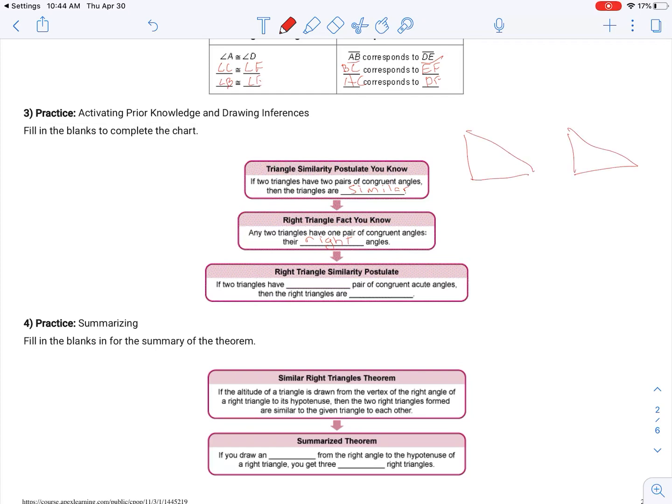So if we have two right triangles, and they have one congruent angle, so this one is equal to this one, then we would know that they are the same shape because all their angles would be the same. Right triangle similarity postulate. If two right triangles have one pair of congruent acute angles, then the right triangles are similar.